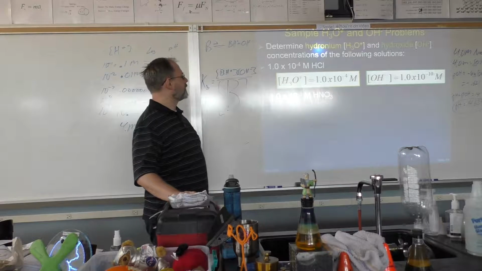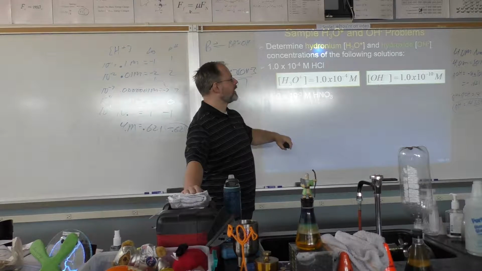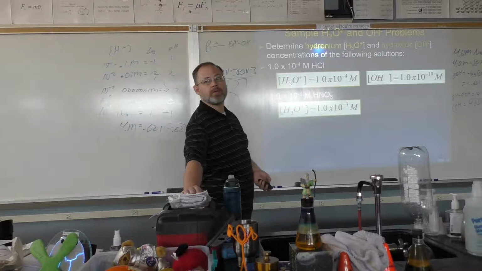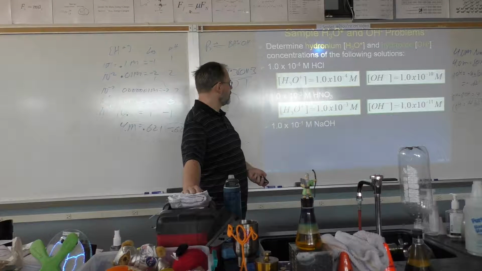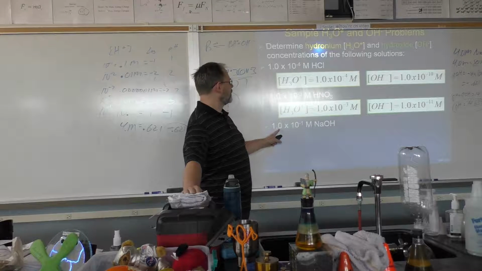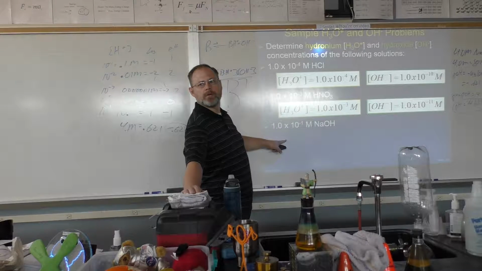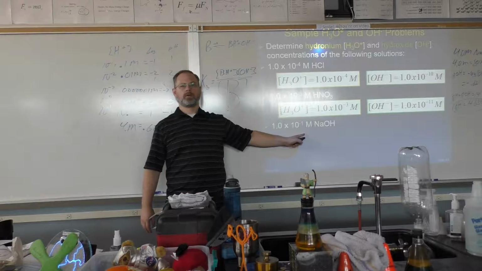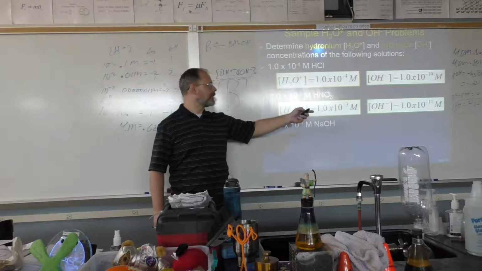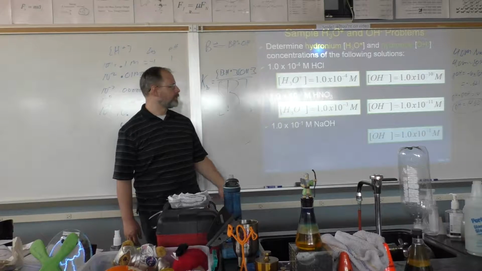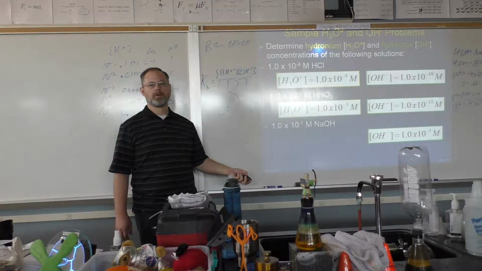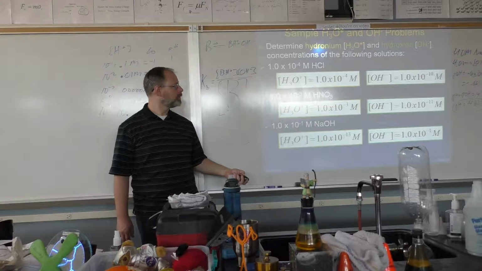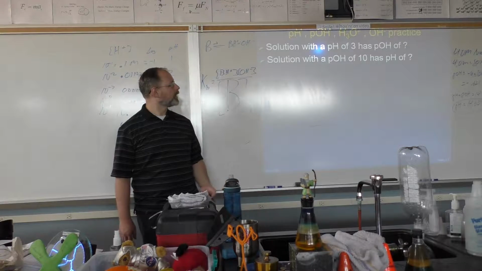If your acid concentration is 1 times 10 to the negative 3, then the hydronium is 10 to the negative 3, and the hydroxide is 10 to the negative 11. And there you go. Is this an acid or a base? Sodium hydroxide, acid or a base? Base. So that would mean the hydroxide concentration is 10 to the negative 1, and the hydronium concentration is 10 to the negative 13. And on and on.